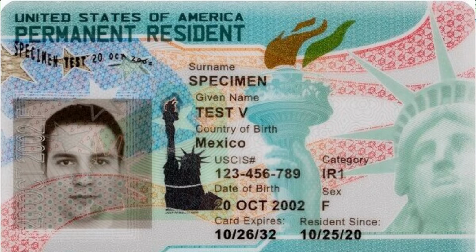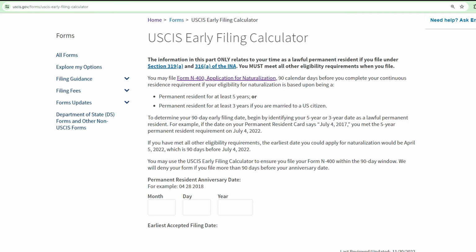So if you were given your permanent residency today, which is 14th May 2024, if you are married to a US citizen, then you can add 3 years to that. If you add 3 years to that, that would be month 5, day 14. So we're in 2024 plus 3, that's 2027. So you can see the earliest date you can file for your citizenship is February 13, 2027. So that's the date right here. Very, very easy to use.